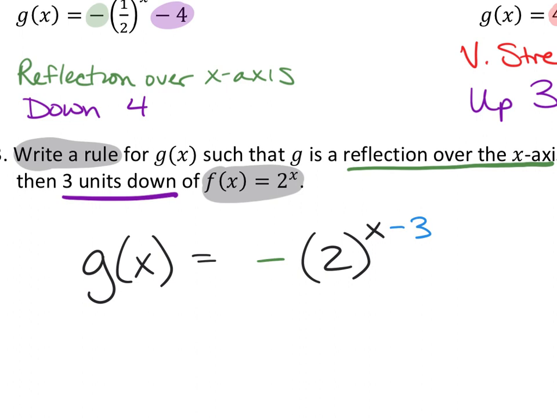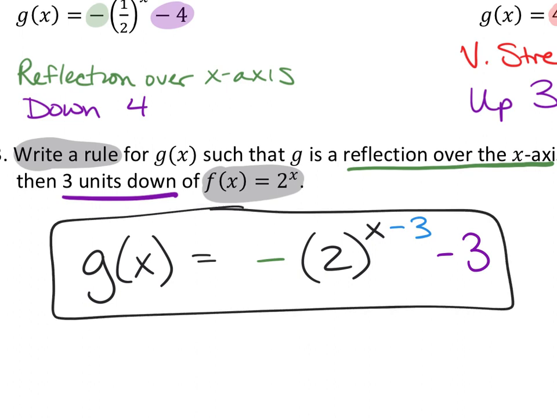If then I want to move it down 3 units, I don't do this in the exponent anymore. How do I move it down 3 units? Outside. And what do I put? Plus 3 or minus 3? Minus 3. There you go.